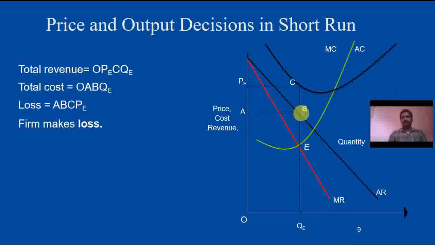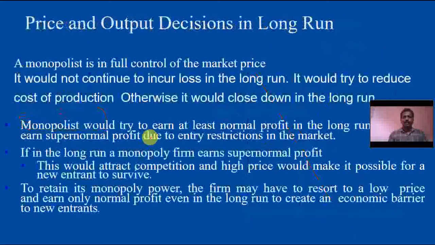Now the cost is more and revenue is less. So this is where the revenue is determined, and the cost is at point C. So cost is more and revenue is less. So here the firm makes a loss even in the short run. There are three important conditions we can find, whether there may be a profit or even a loss in the short run. So what about the long run?